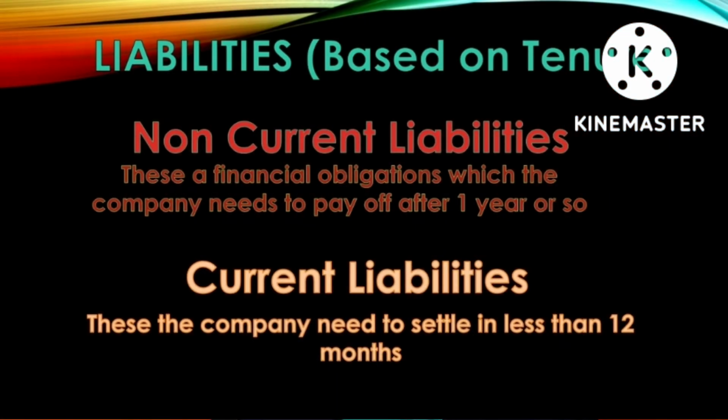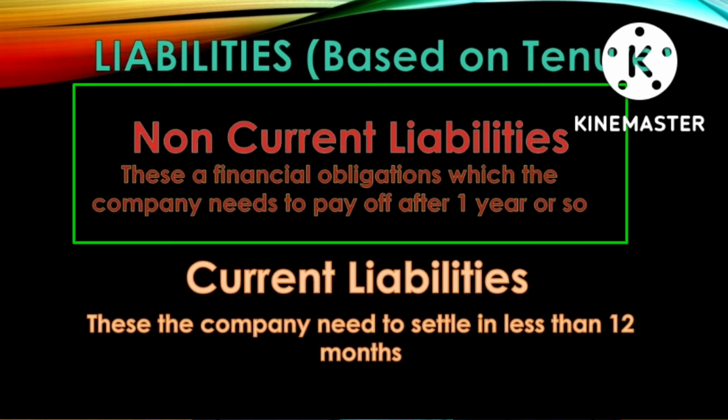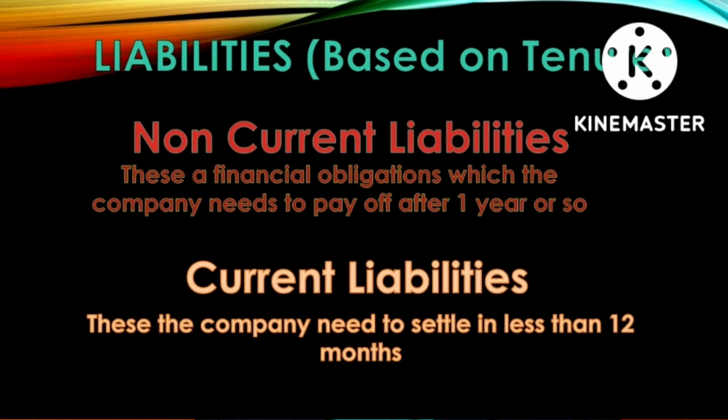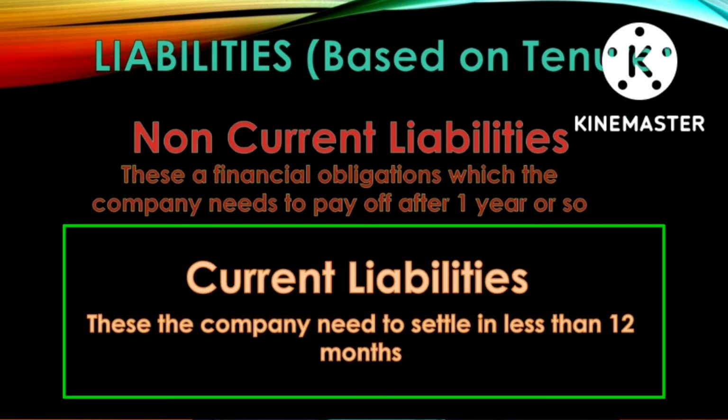Next, let us see the liability section. As we also saw in the assets, liability also has two segregations. One is the non-current liabilities and the other is the current liabilities. Non-current liabilities, like in assets, are those liabilities which the company has taken for a period of more than a year. And current liabilities are what the company expects to wind up within a year itself.